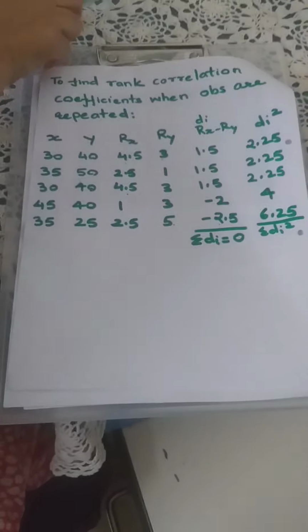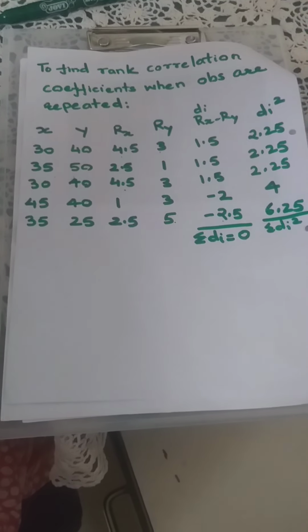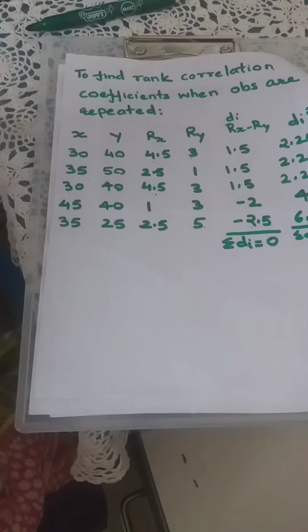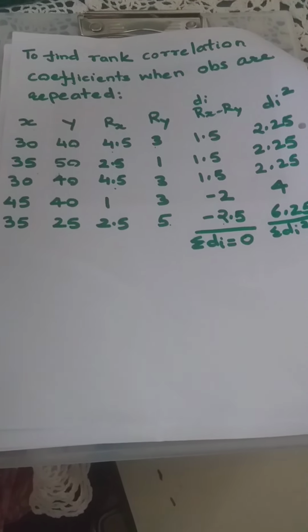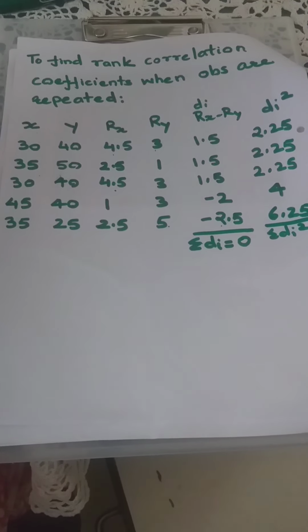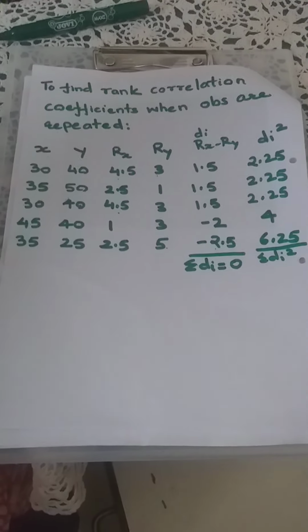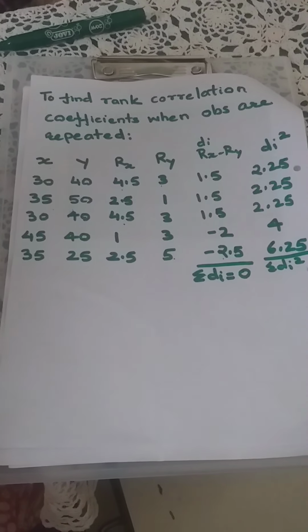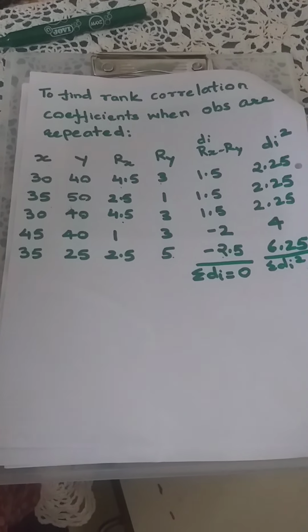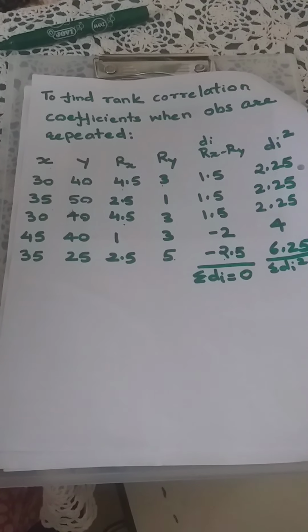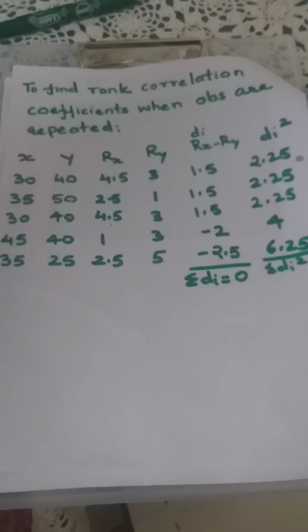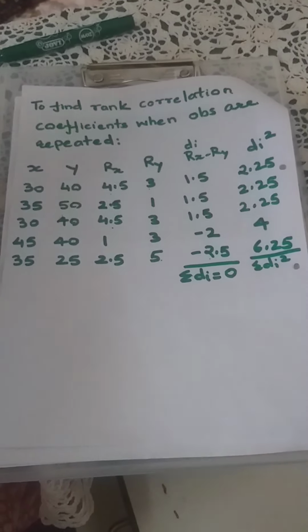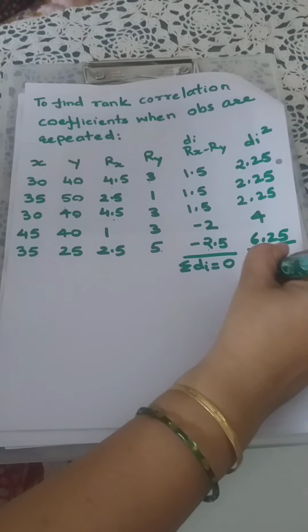So let us check by the calculator what summation Di square is. And I calculated, 2.25 is repeated 3 times. So I can add it 3 times, it comes out to be 6.75 plus 4 plus 6.25, which finally gives me the summation as 17. So summation Di square is 17.